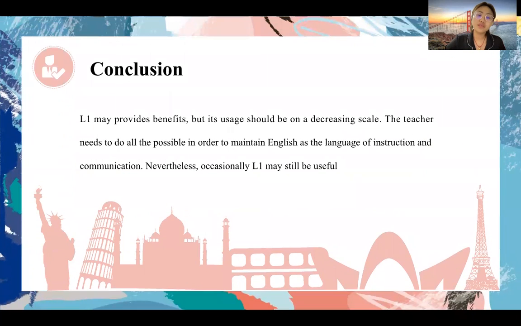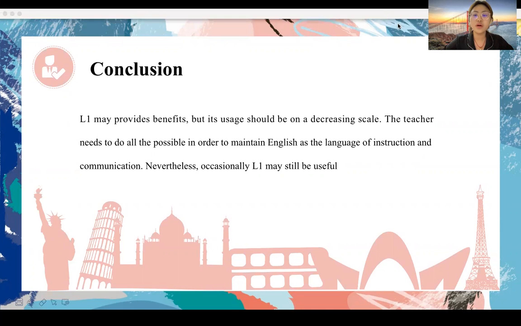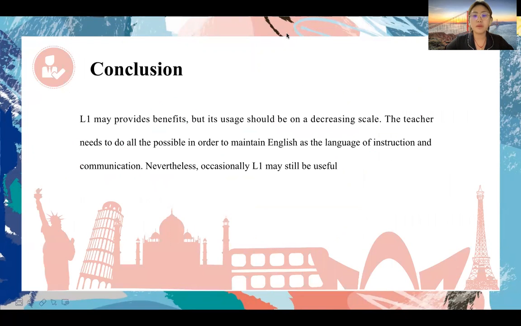So in conclusion, L1 may provide benefits, but its usage should be on a decreasing level. Teachers need to do all they possibly can in order to maintain English as the language of instruction and communication. Nevertheless, occasionally L1 may still be useful in some parts.